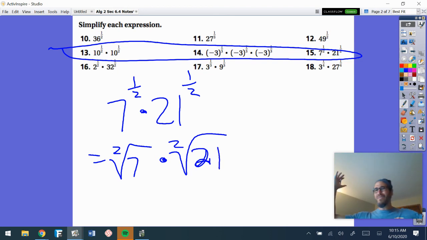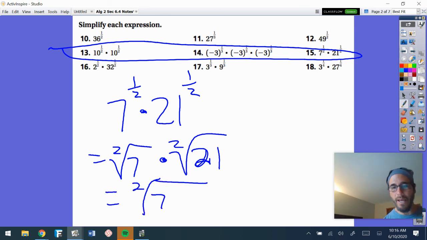Now we go back to what we learned in 6.1 to 6.3. Can I multiply these two? For sure. Could I add these two? No. I can multiply them because they're both square roots, so what do I get there? Now remember, when we multiply, we don't actually multiply 7 times 21. Well, what's 21? 21 is 7 times 3.